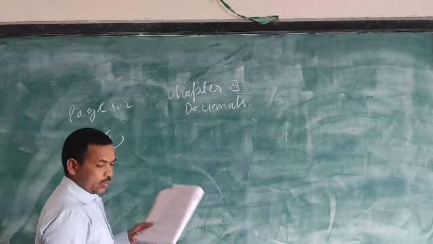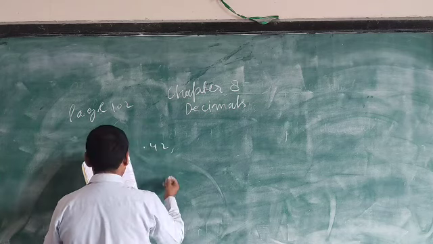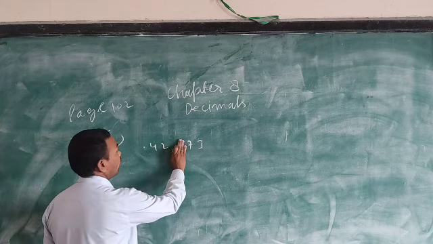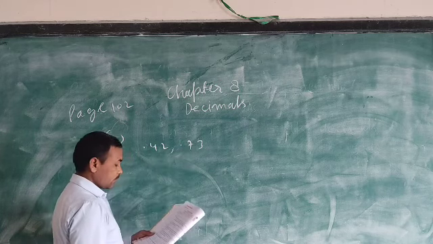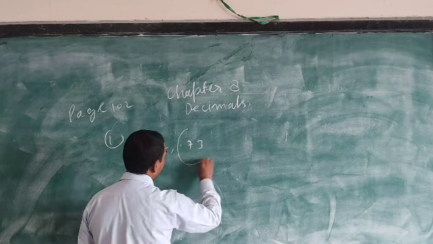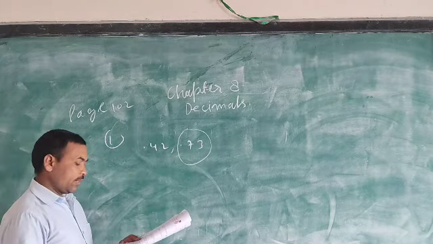It asks us to circle the greater decimal number, 0.42 and 0.73. If you remove the point, see 42 and 73, which is greater? This number is greater. So this decimal number is also greater. So circle this one. I hope you can compare easily.